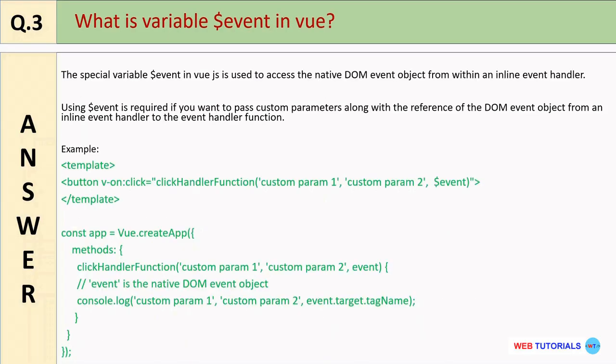What is variable $event in Vue? The special variable $event in Vue is used to access the native DOM event object from within an inline event handler. Using $event is required if you want to pass custom parameters along with the reference of the DOM event object from an inline event handler to the event handler function.